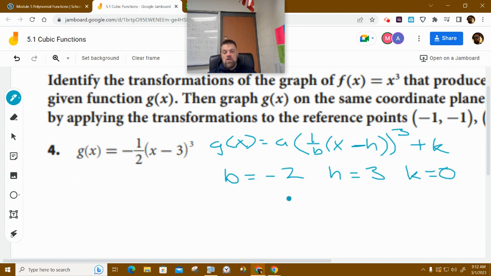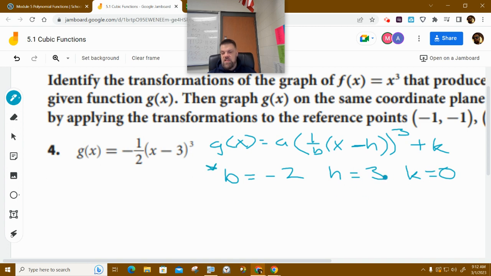Now, what does this mean? Well, this b does the compression horizontally, or it stretches it. It depends on the value. Since this is greater than 1, well, let me be careful how I word it. It's less. It's not a fraction. Okay, it's an integer, -2. This is going to do compression or expansion. So we're going to circle back to that in a second.